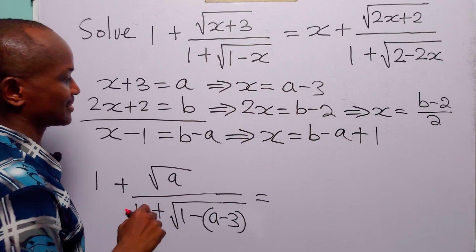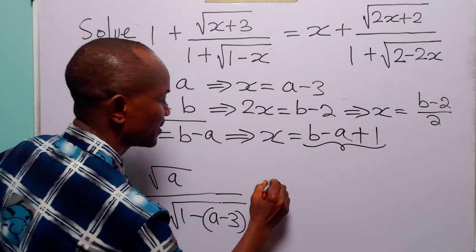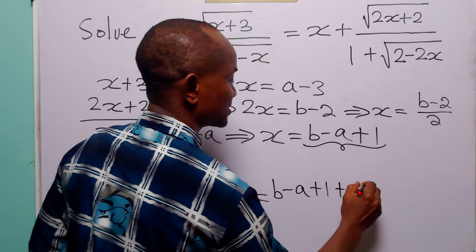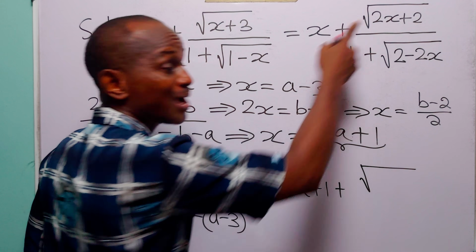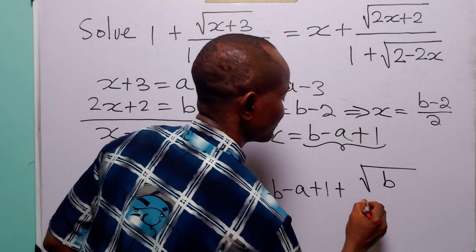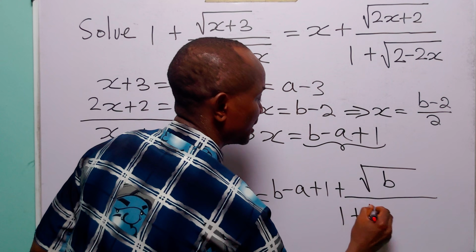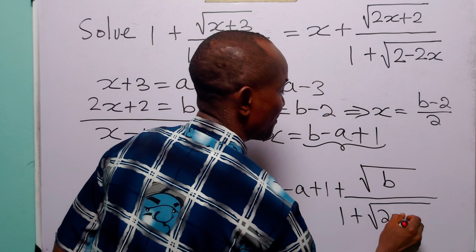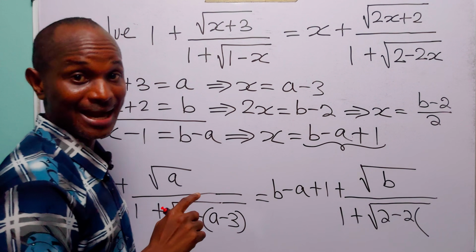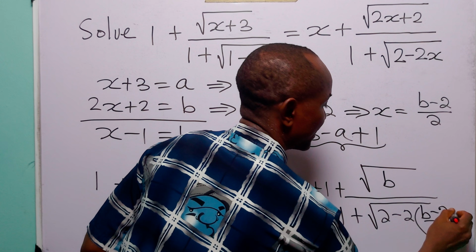But instead of writing x, let us replace x with b minus a plus 1. So here we have b minus a plus 1. Then we have plus the square root of, remember 2x plus 2 is now going to be replaced with b, divided by 1 plus the square root of 2 minus 2 times, instead of x, we now have b minus 2 over 2. So here we have b minus 2 divided by 2.